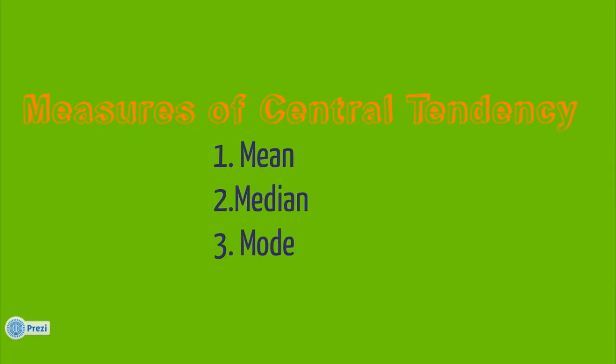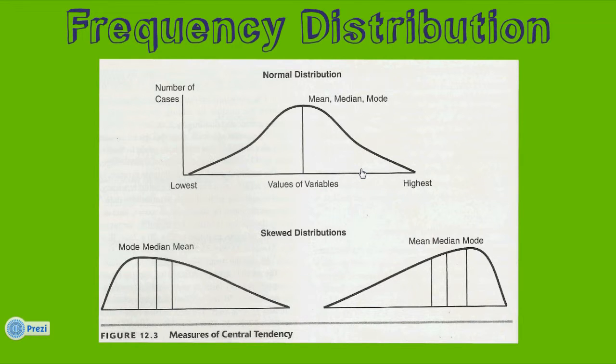One way to present univariate analysis is measures of central tendency. The mean, which is the average, the median for the middle point, and the mode for the most frequently occurring. These examples are normal distribution and skewed distributions.